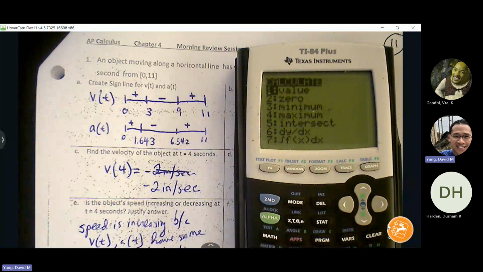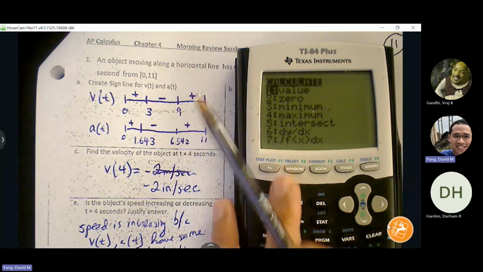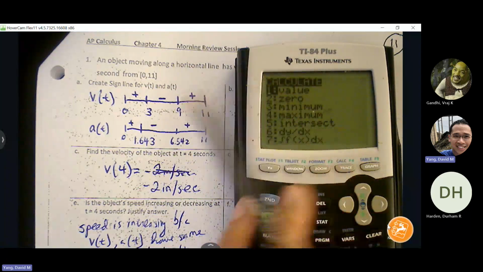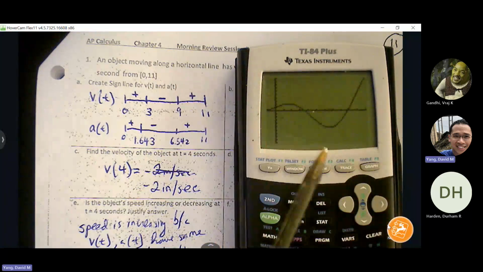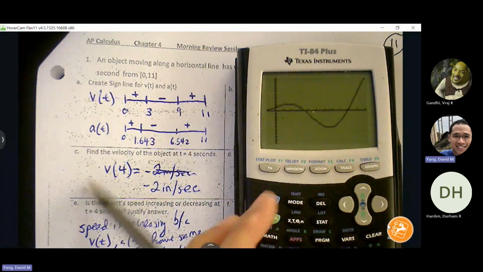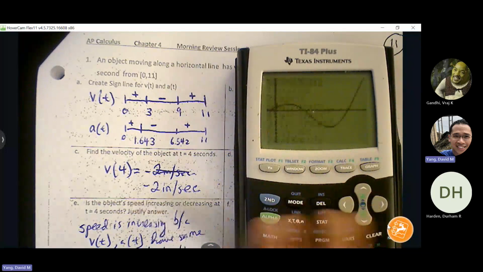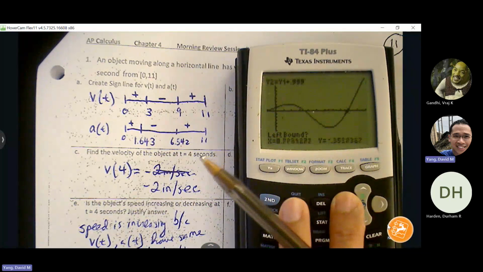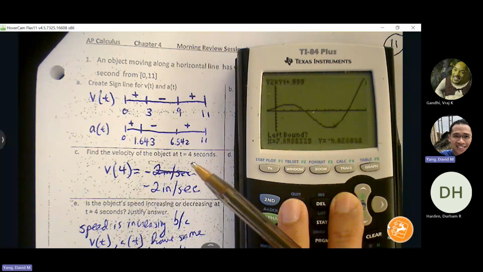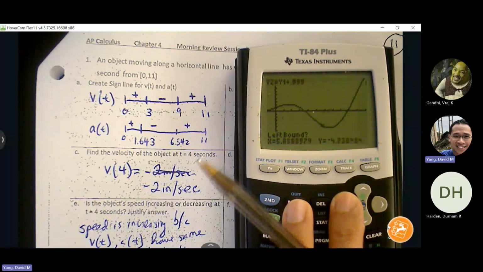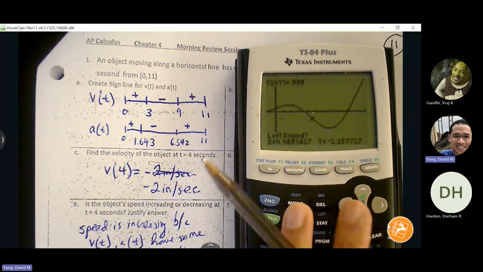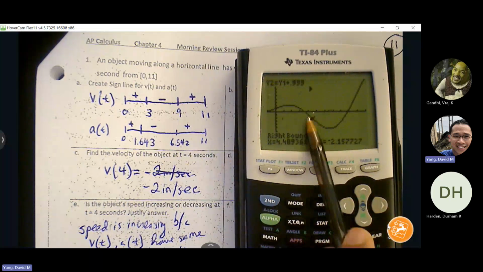So you can't just hit one button and it'll find everything for you. For instance, if I want to find this relative minimum, I have to do second trace, minimum, and I have to scroll to a point to the left of where I think the relative minimum is. Hit enter. And then it says right bound?